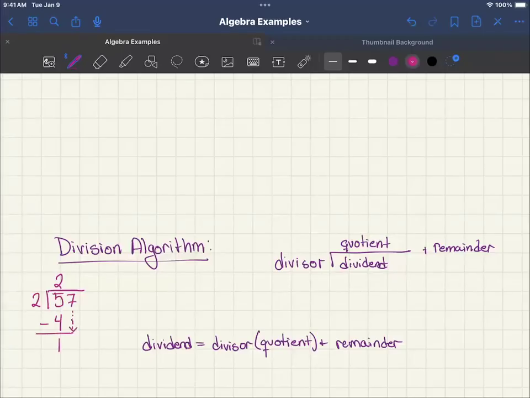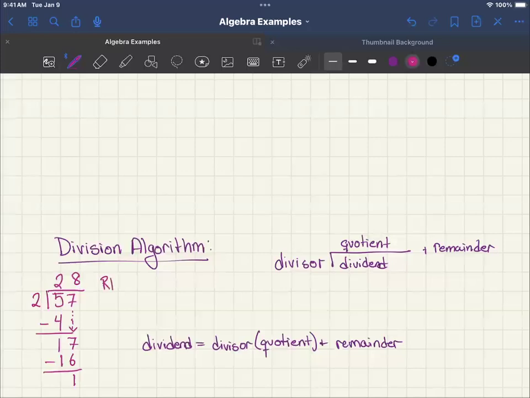I'm going to do a little dotted line. A lot of times, once you get used to it, you just stop doing that. But I'm going to put the dotted line there anyway, just for visual effect. 2 goes into 17 8 times. 8 times 2 is 16. We subtract that, we get a 1. 2 does not go into 1 at all, so we have a remainder of 1.